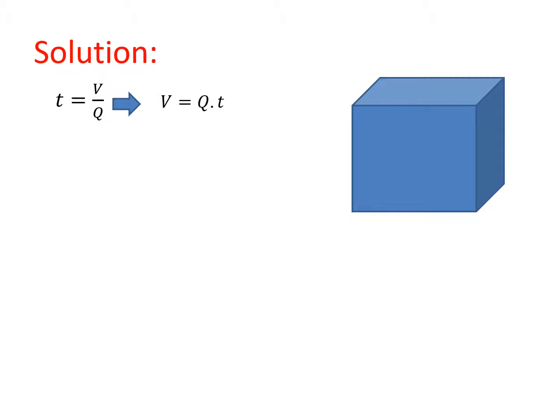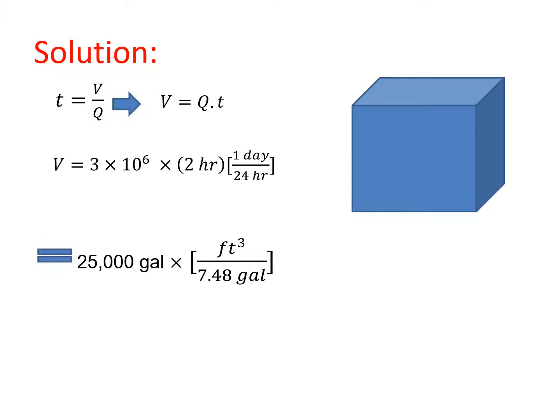Let's go. The solution for the problem: time equals volume over Q, so volume will be Q times time. Q is given as 3 million gallons per day, that is 10 to the 6 times 3 per day. One day is 24 hours, and the time is 2 hours. From here you will find 25,000 gallons. Now you want to convert gallons to cubic feet, so it will be 25,000 times feet cubed over 7.48 gallons. From here it will be 33,422 cubic feet.